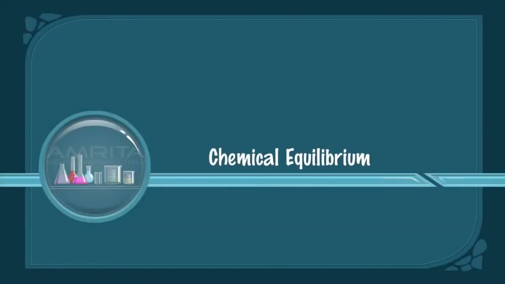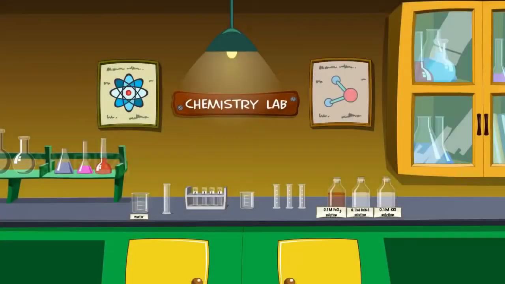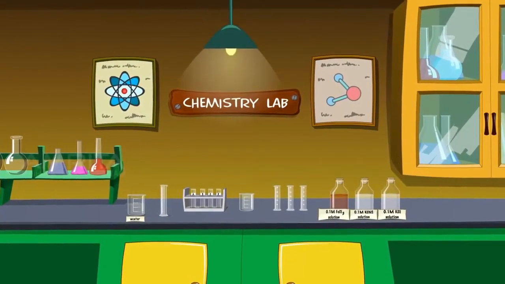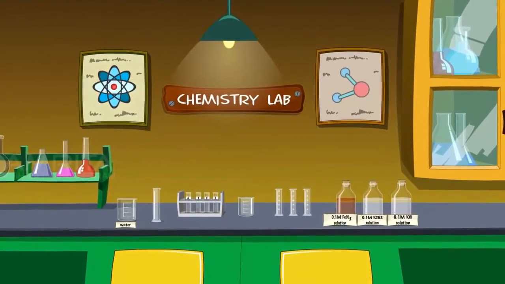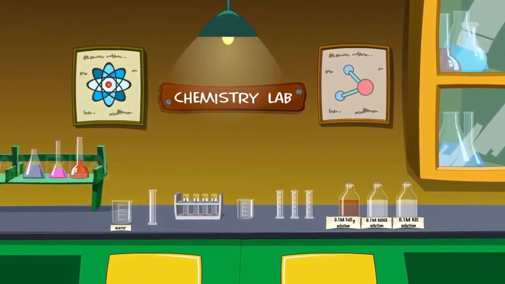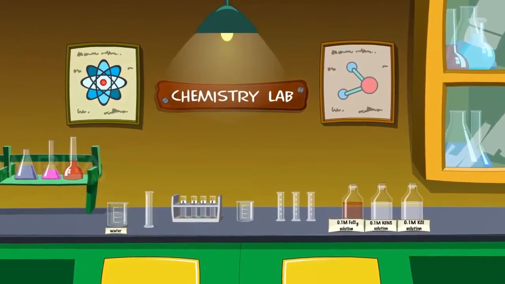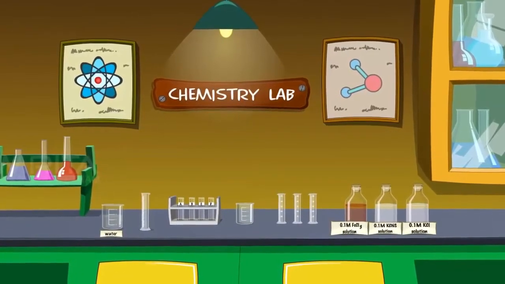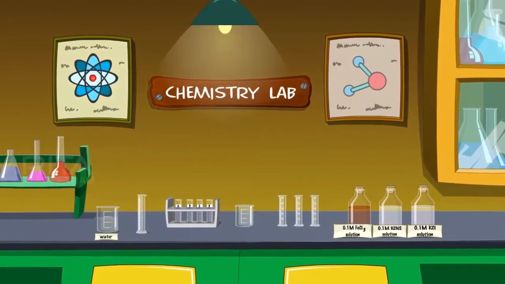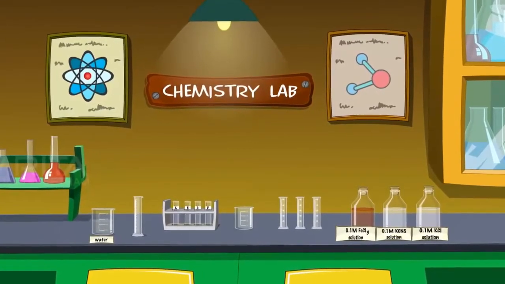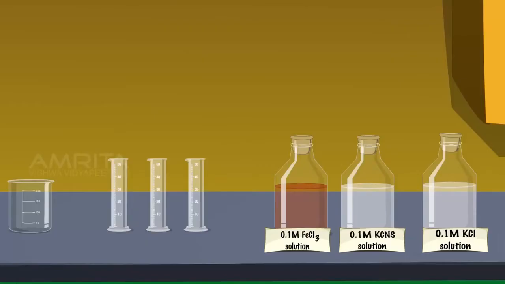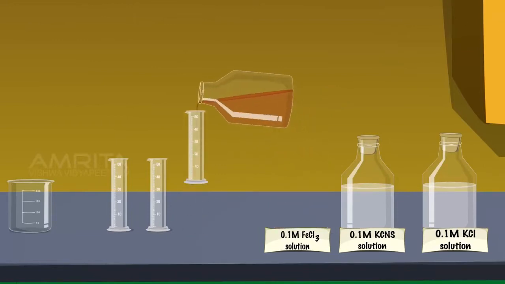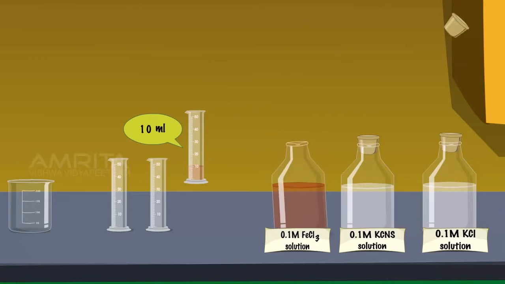Chemical equilibrium. We require 0.1 molar ferric chloride solution, 0.1 molar potassium thiocyanate solution, 0.1 molar potassium chloride solution, distilled water, 4 test tubes labelled A, B, C and D, a test tube rack, a clean 250 ml beaker and measuring cylinders. Take 10 ml of 0.1 molar ferric chloride solution in a measuring cylinder.